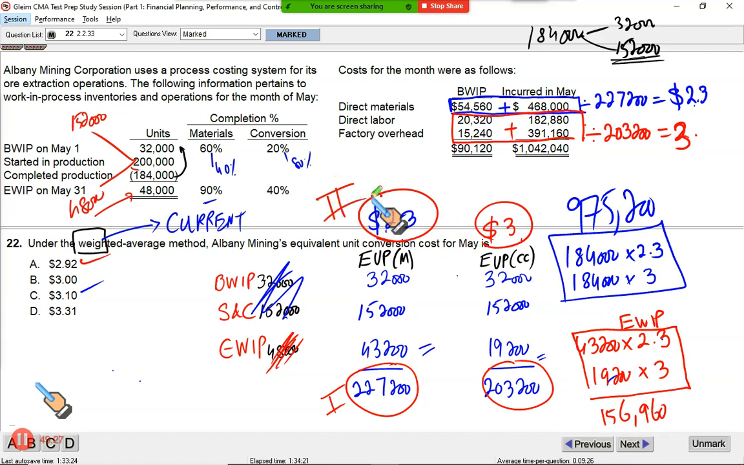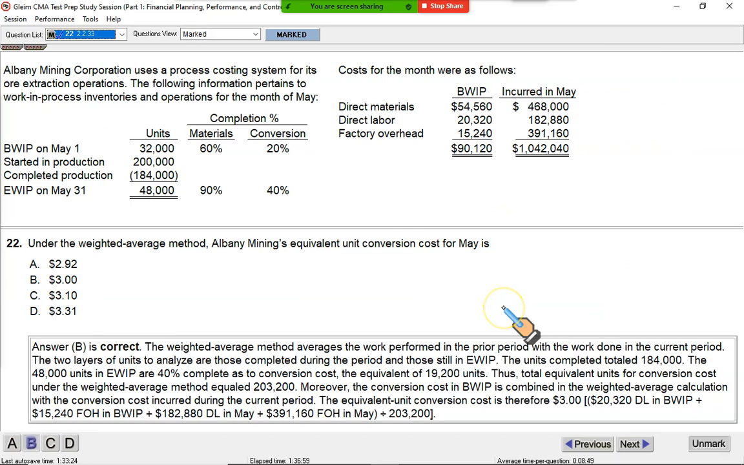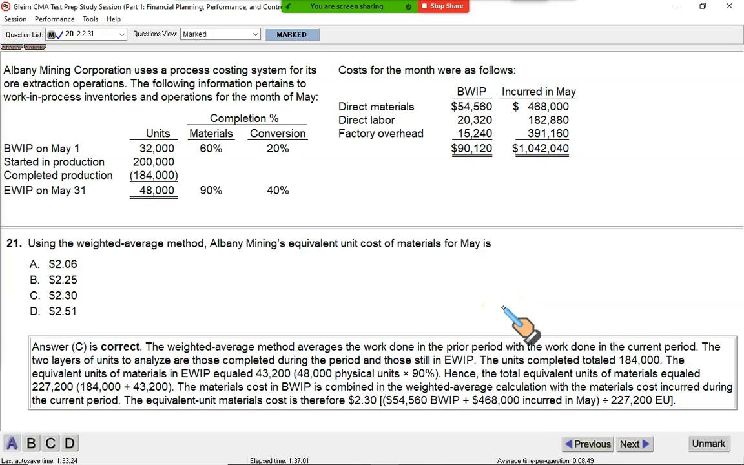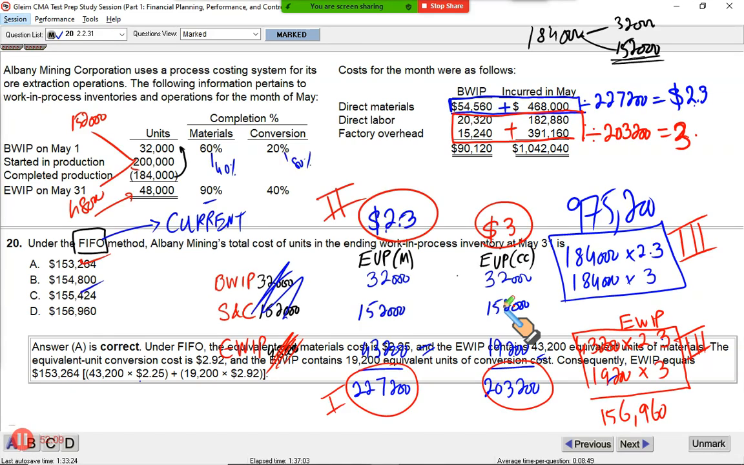And once the rate has been calculated, you can use these rates to value your ending work in process and your goods completed. Now there is a $1 million question. That this was B. We just did this a little while ago.